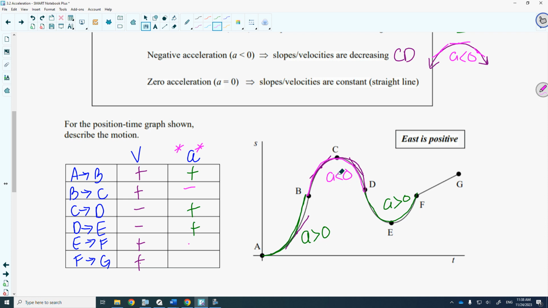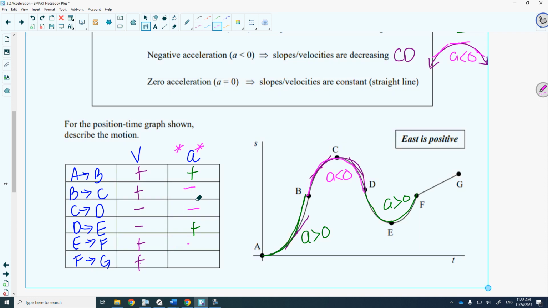C to D, did I mess up? Oh, yes, I see. Okay, B to C, sorry, B to C is negative. C to D is negative. D to E is, oh yeah, I see. This guy's positive, you're saying, right?